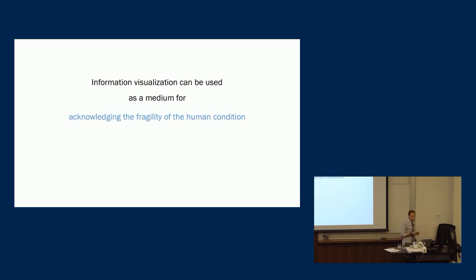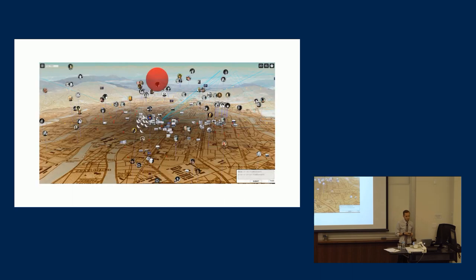So I want to start by talking about how information visualization can be used as a medium for acknowledging the fragility of the human condition. A couple years ago, I had the opportunity to meet someone by the name of Watanabe Hidenori, a professor at Tokyo Metropolitan University. I met him very shortly after I moved to Boston, almost 2 years ago.